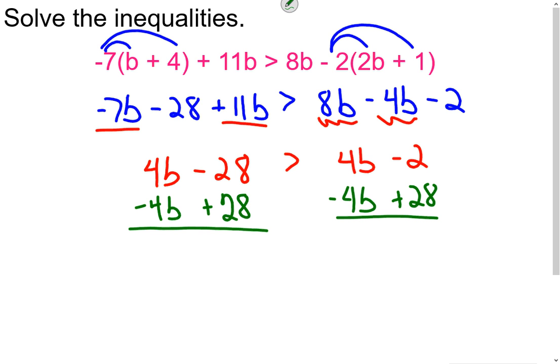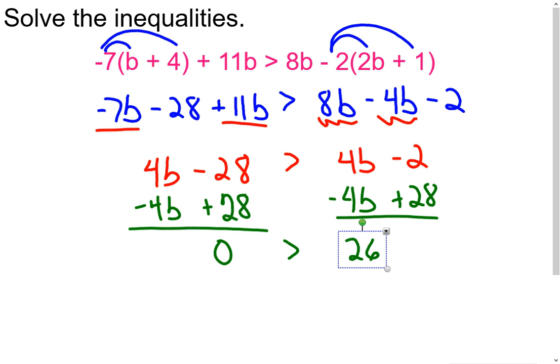So when I get to this point, I notice that this side's 0 now, and the right side is 26. My inequality sign wouldn't change, and it looks like that. And hopefully some of you have noticed that there's no variable anymore. So now what I have to do is I just look at this inequality at the very end right here.